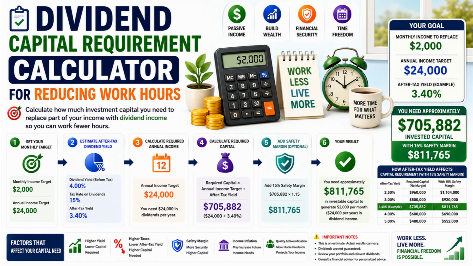Moreover, reinvesting dividends during the portfolio building stage may help you reach your target faster. Reinvested dividends can buy additional shares, and those extra shares may generate even more dividends over time. As a result, compounding can play a major role in building the capital needed to reduce work hours. It is also important to remember that dividends may not always arrive evenly every month. Some companies pay quarterly, semi-annually, or annually. Because of that, even if your annual income target is met, you may still need a cash reserve to smooth out monthly living expenses while working fewer hours.